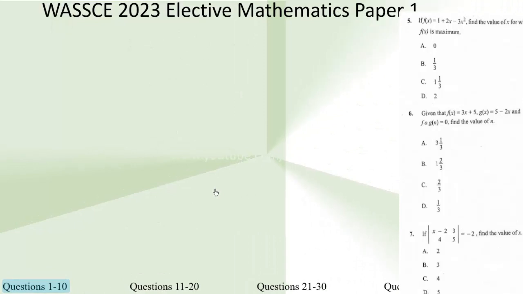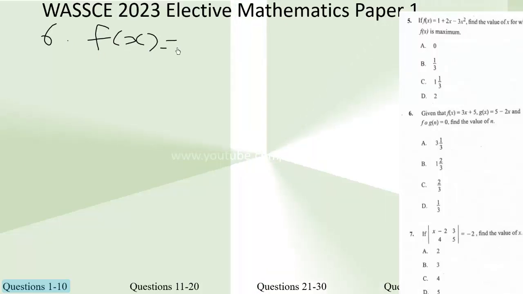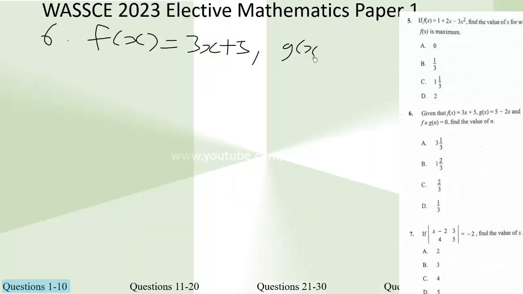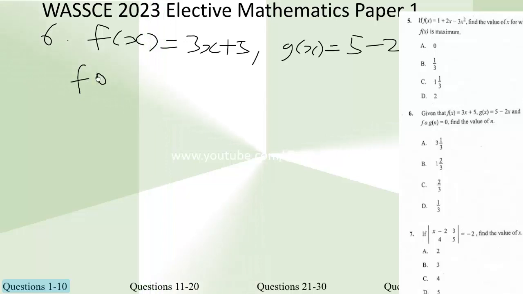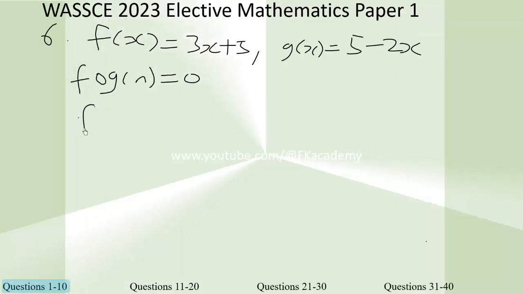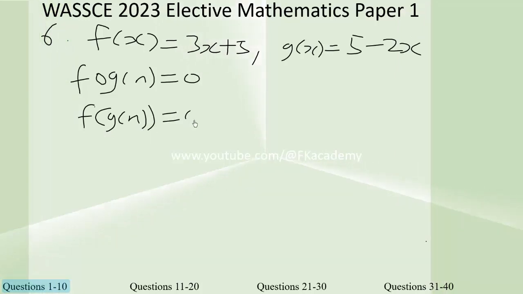Now let's consider question number 6. Given that f of x is equal to 3x plus 5 and g of x is equal to 5 minus 2x, we're also given that f circle g of n is equal to 0. And we have to find the value of n. So f circle g of n is equal to f of g of n. And we're told this is equal to 0.